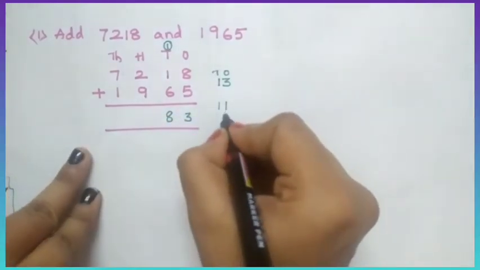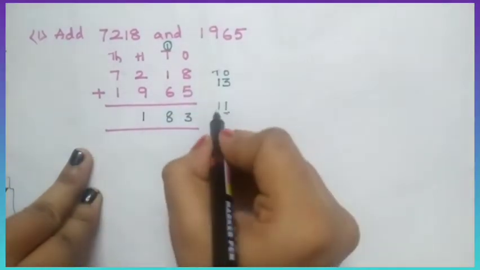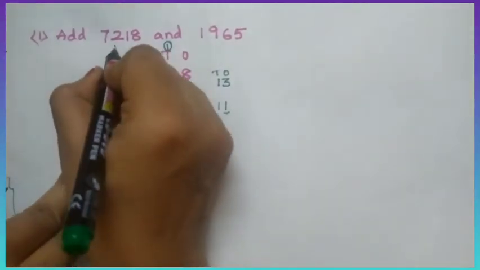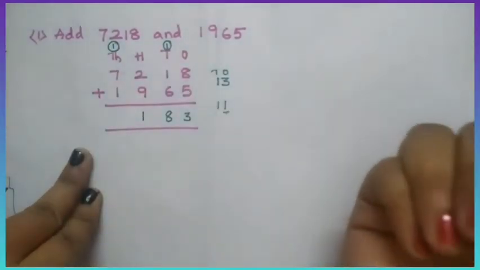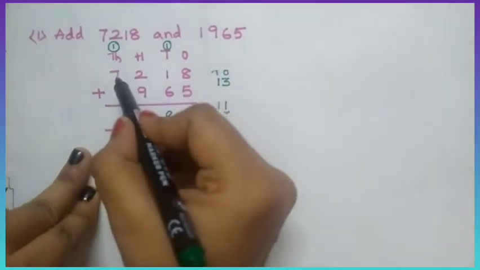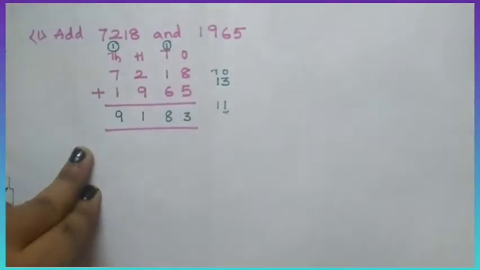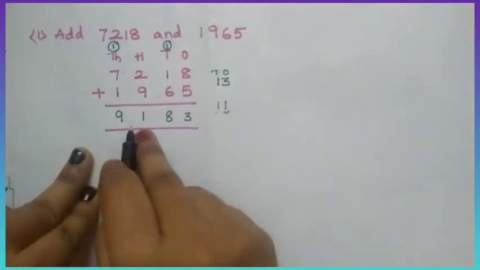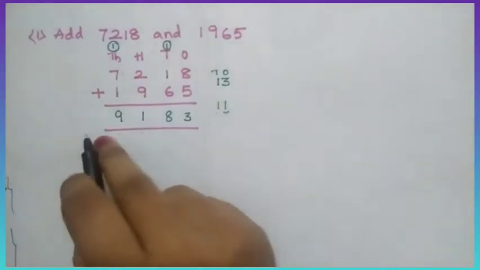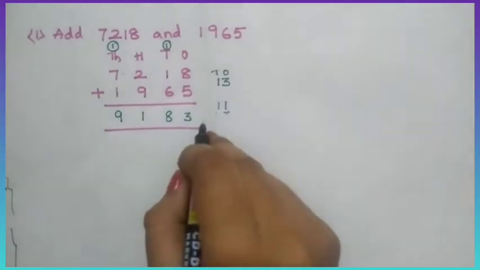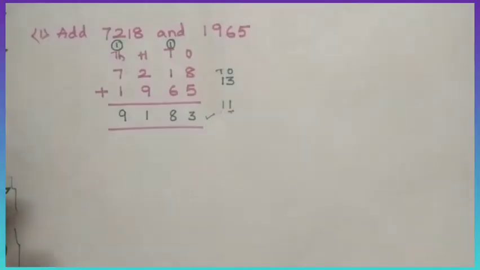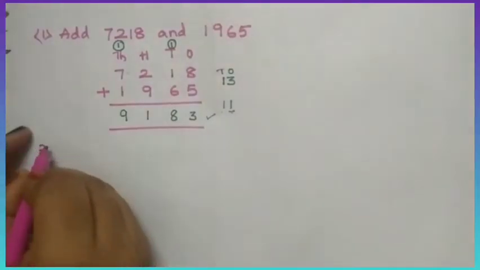So the digit in the ones place is written here and the digit in the hundreds place is taken as carry. Okay. 7 plus 1, 8. 8 plus 1, 9. So what answer we got? 9183. Okay. Now I will explain one more problem.